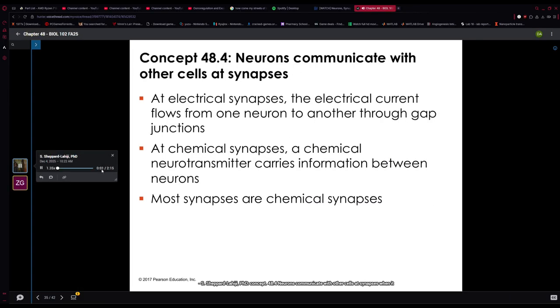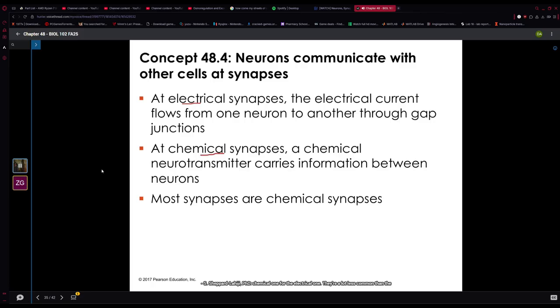Concept 48.4, neurons communicate with other cells at synapses. When it comes to a synapse, this is a really small expanse of space that provides an opportunity for two neurons to communicate with one another. So that's the presynaptic and postsynaptic neuron mentioned earlier within this chapter. When it comes to a synapse, there is an option of an electrical one or a chemical one.